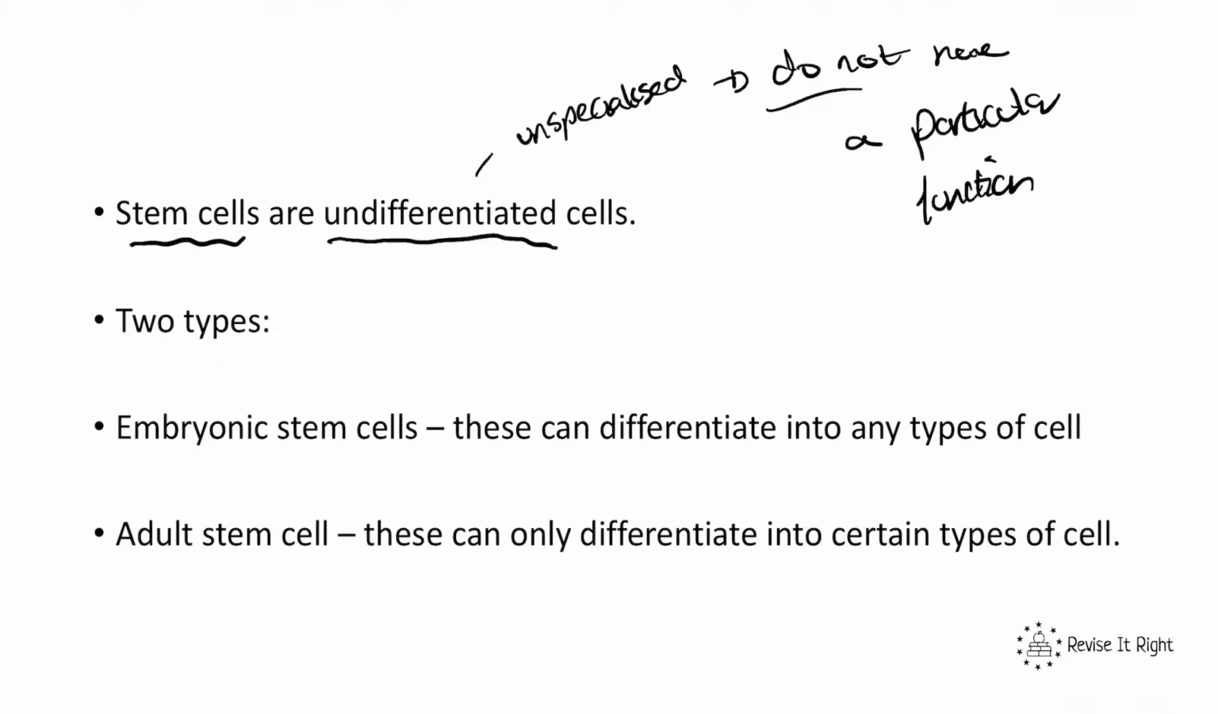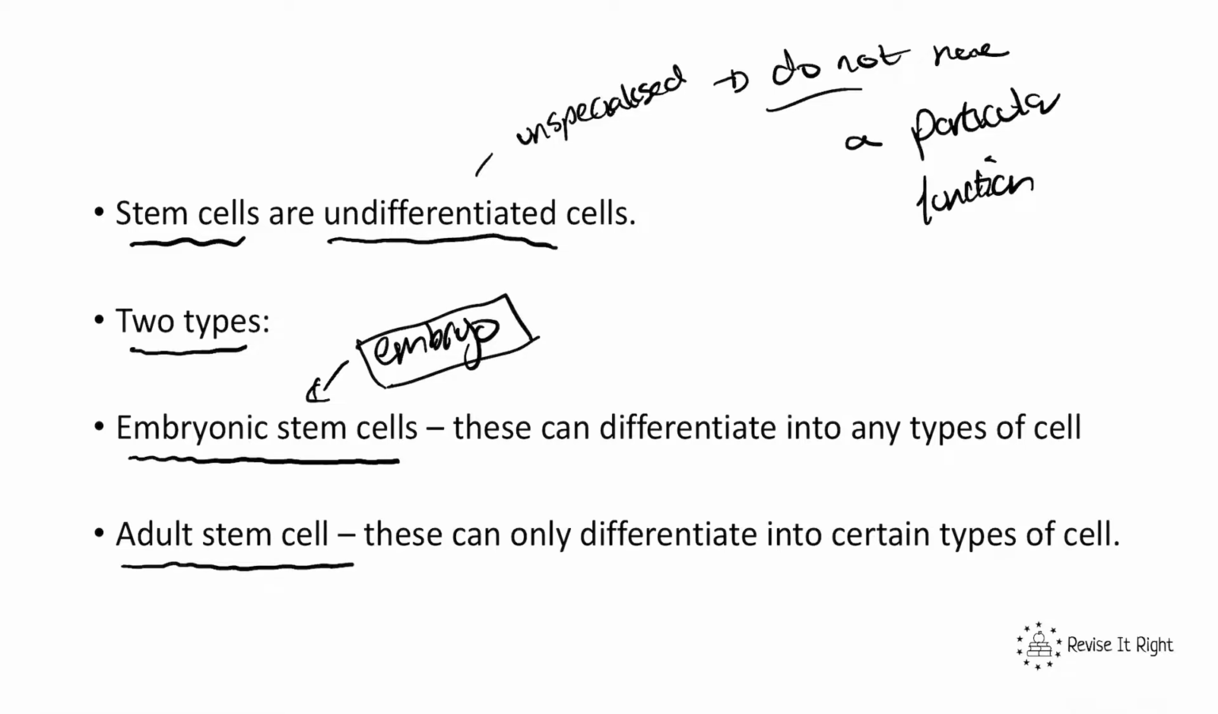Now we need to remember that there are two types of stem cell. We've got the embryonic stem cell and we've got the adult stem cell. Embryonic stem cells, as the name suggests, actually come from an embryo, a developing embryo. These are really, really useful as they can differentiate into any type of cell.